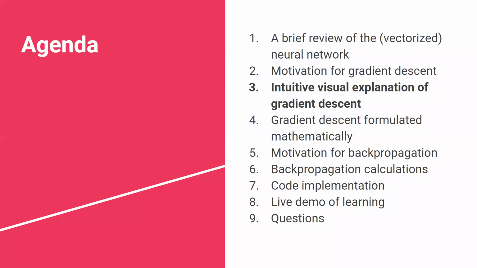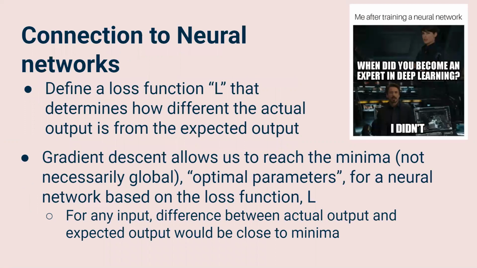And as a result, gradient descent allows us to reach this minima, which is not necessarily global, and we will talk about this issue later on. And so what this minima essentially is, it's the optimal parameters for the neural network based on the loss function L. So as a result, for any input that's given, the difference between the actual output and the expected output would be close to the minima.